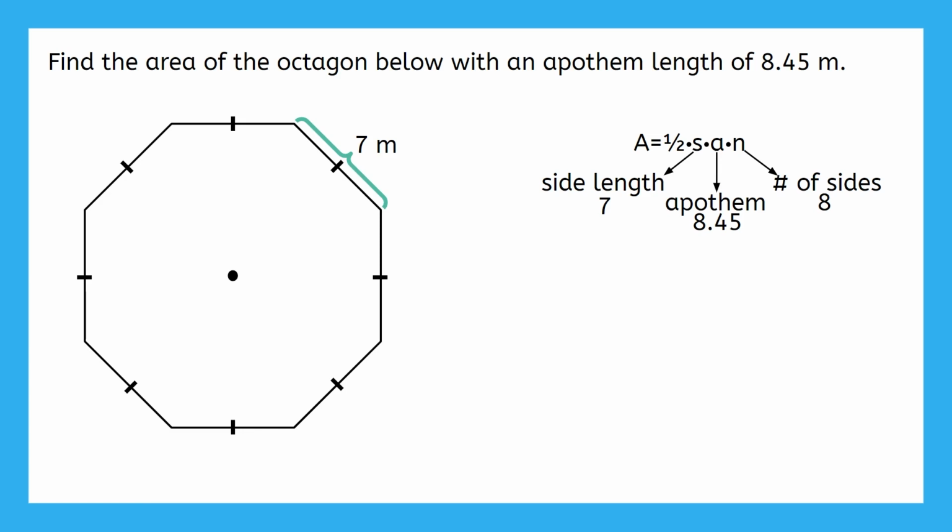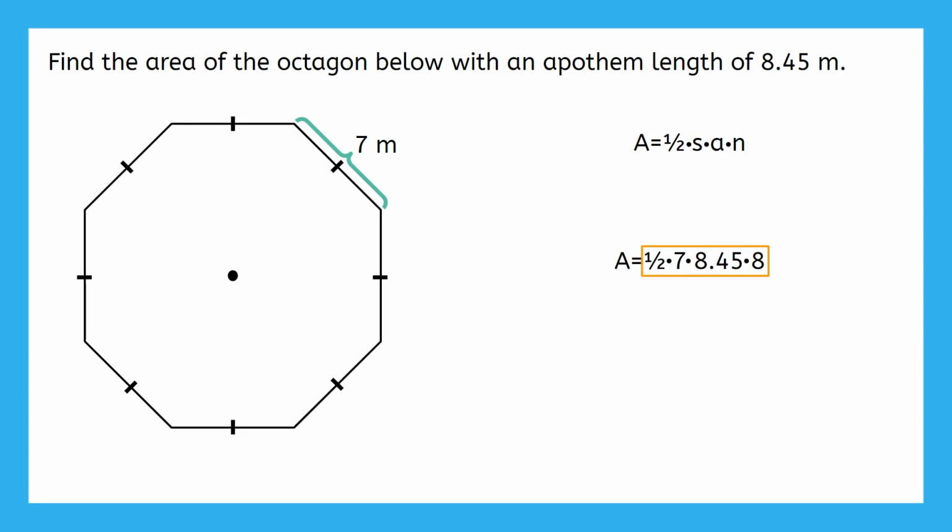After substituting, the equation should look like this. This expression is what I'm going to put into my calculator, which gives me back 236.6. Since our lengths were measured in meters, the area should be measured in meters squared. And there's our final answer. Let's move on to the next example.